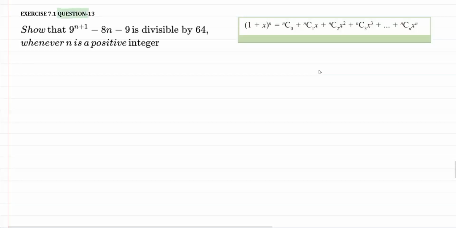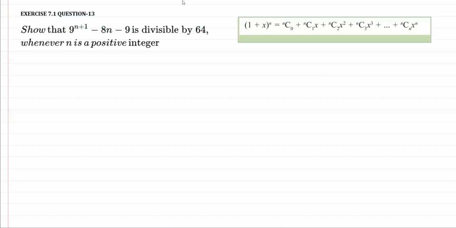In this video, we'll do question number 13 from exercise 7.1. The question says that we have to show 9 raised to the power n plus 1 minus 8n minus 9 is divisible by 64 using the binomial theorem, where n is any positive integer. As we know, for a number to be divisible by 64, it should be written as 64 into k, where k is any positive integer.